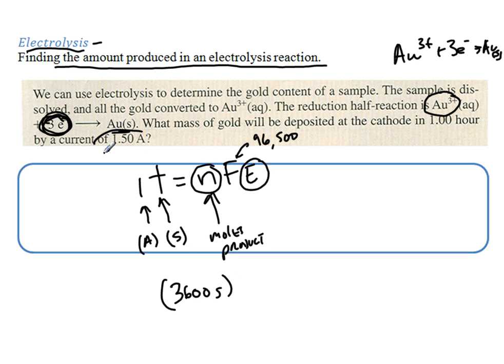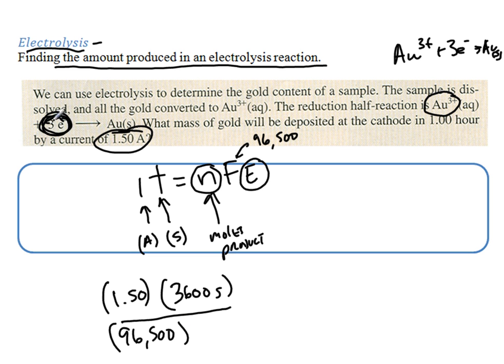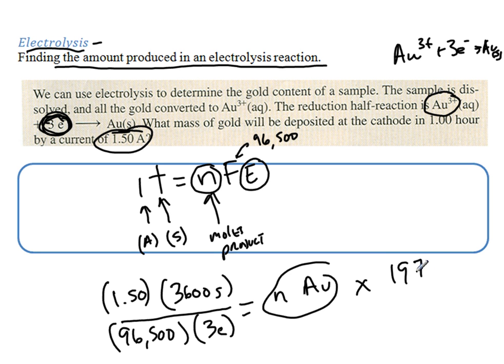Then I take F and E divided underneath, so 96,500. The number of electrons that I am reducing it by is 3 from the reduction reaction. So 3 electrons. I do the math and I'm going to get moles of Au, or gold. If they ask me for grams, like they did in this case, once I find the moles, I just multiply times the molar mass of gold, which is 197. So you calculate this out, you get n, or moles of Au, multiply it times the molar mass, and you're good to go.